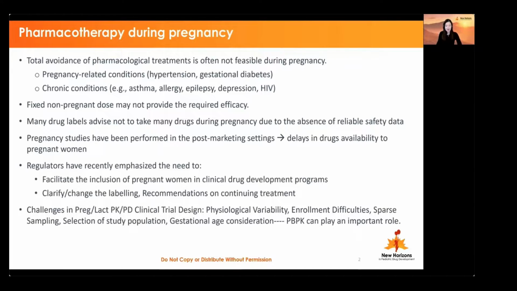And as you can appreciate, there are many challenges in conducting such studies in this vulnerable population. In addition to enrollment difficulties, there can also be challenges in addressing the selection of study populations, considering the gestational age, and also consideration of the physiological variability. And PBPK platform can play an important role here to address some of these challenges.